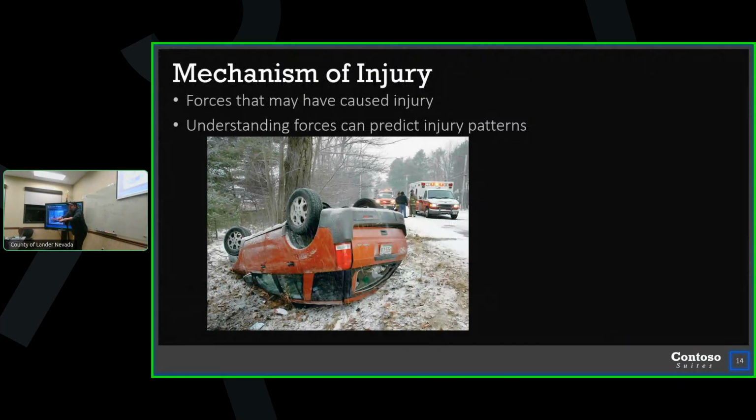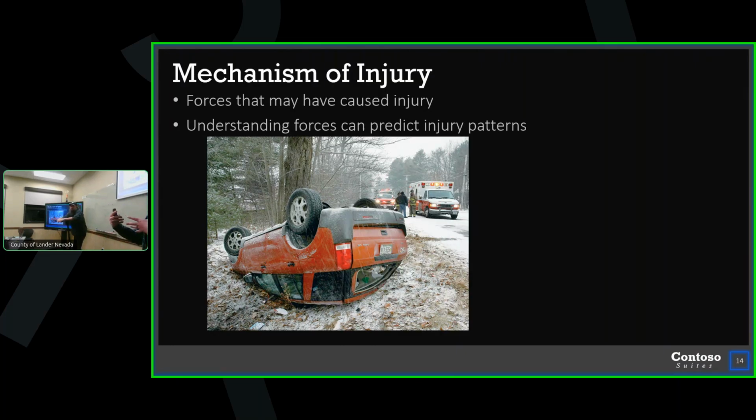All right, mechanism of injury. These are the forces that have caused the injury. This could be something as simple as kicking your toe on a table to they rolled their vehicle. I will say that looking at the car, looking inside the car from whatever you can, as long as it's safe to do so, can tell you a lot of information about what could be going on with your patient.